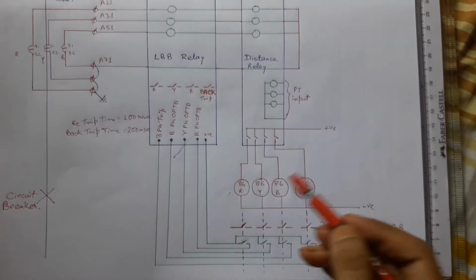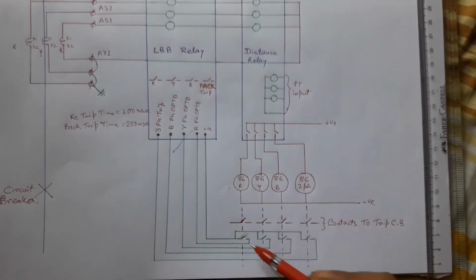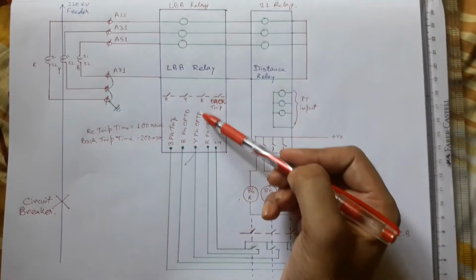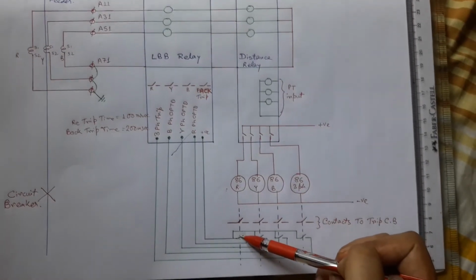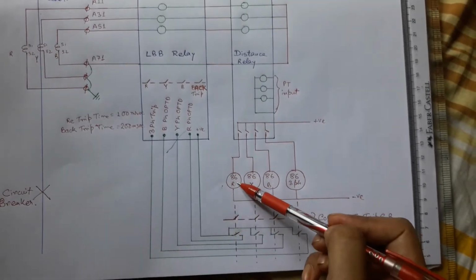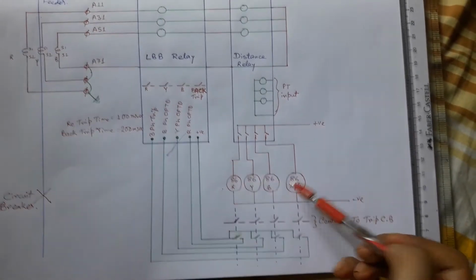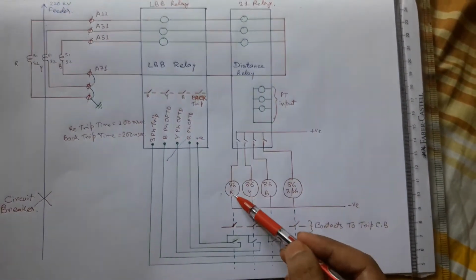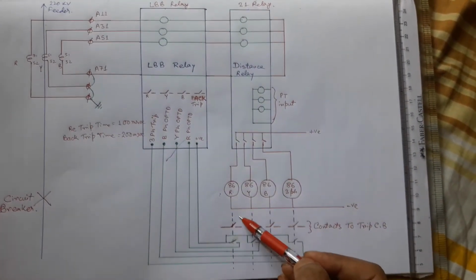Now notice these 86 relays have other contacts which are connected with this LBB relay. These contacts are used to provide the status of these 86 relays, such that the LBB relay can understand whether the 86 protection relays have operated or not.